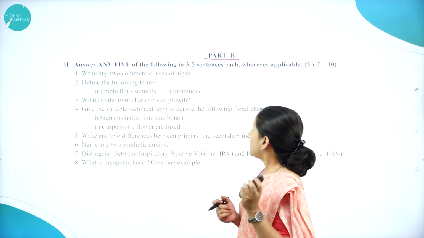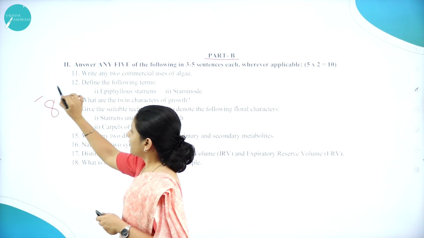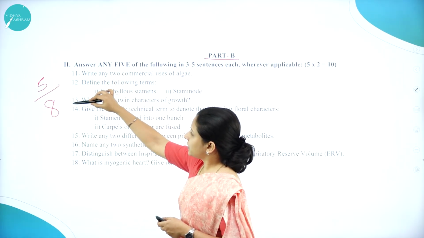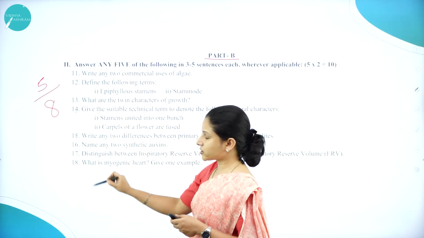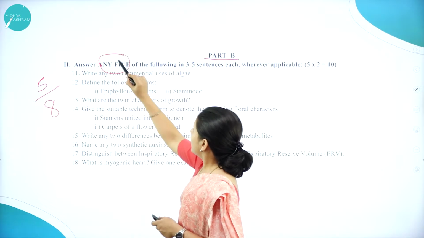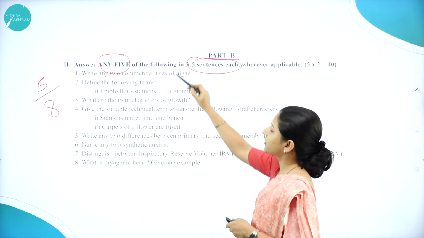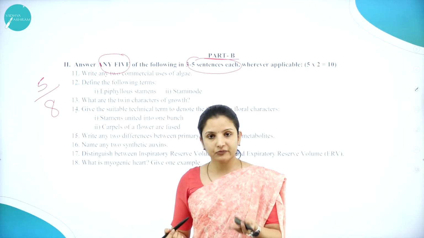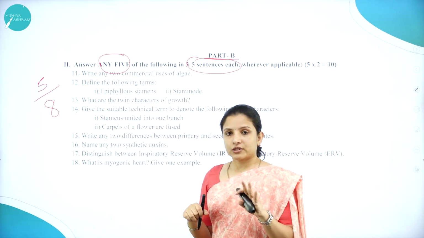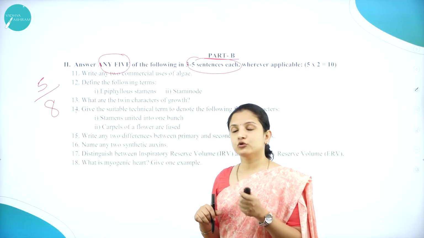Moving on to part B. In part B, out of 8, you have to write only 5. So 8 questions will be asked. Out of that, you can write any 5 and it should be in 3 to 5 sentences. Why? Because 3 to 5 sentences or 3 to 5 points is enough, as it is for 2 marks. So totally you'll have to write 5 questions out of 8, which are for 2 marks.